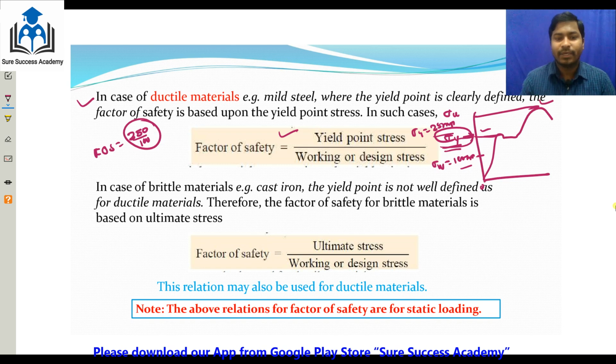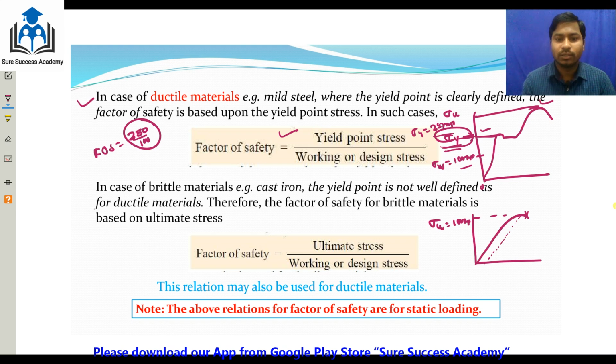In case of a brittle material, the cast iron, suppose this is the cast iron stress and strain diagram. So what is happening? It is failing like this. Here there is no yield. The yield point is very difficult to identify. So that time we are using the 0.2% offset method, right? Here ultimate stress is directly taken. So ultimate stress is equal to 100 MPa.